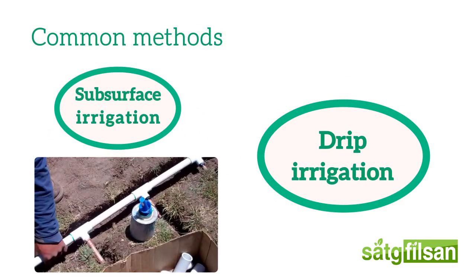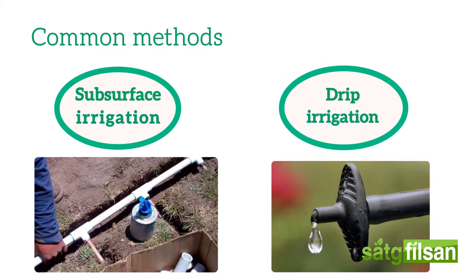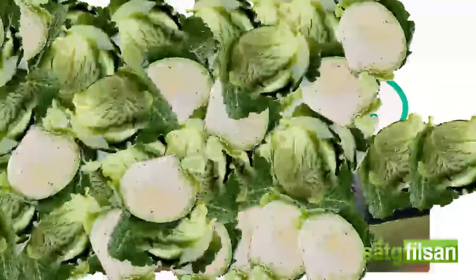Subsurface irrigation is the watering of plants through buried plastic tubes containing embedded emitters. This method is most effective on sandy soil. Drip irrigation is a method that allows water to drip slowly to the roots of plants through a network of tubes on the soil surface.